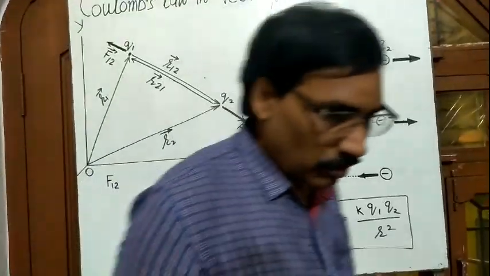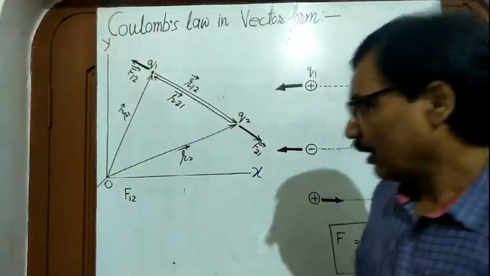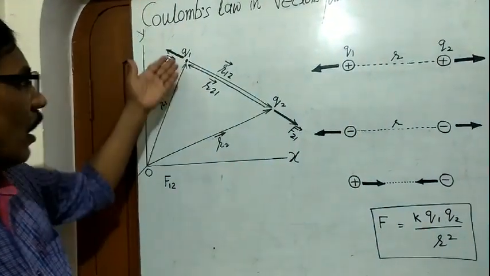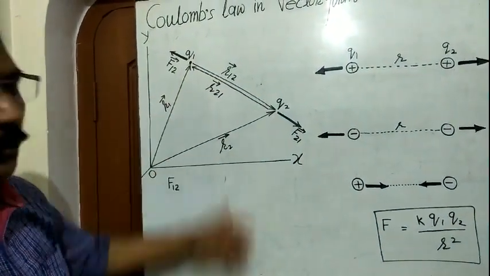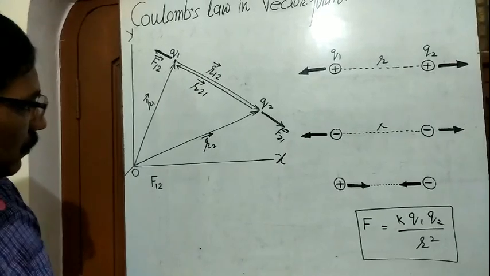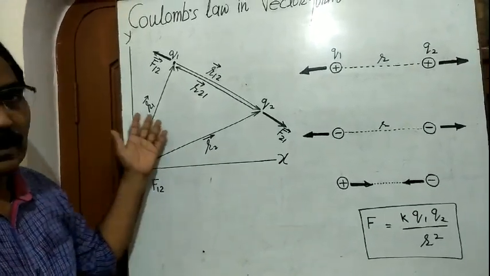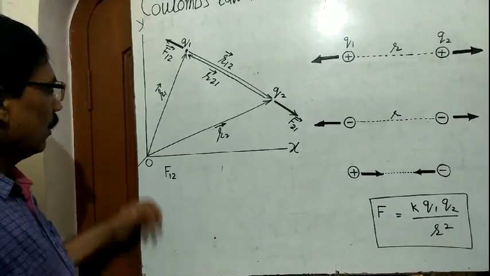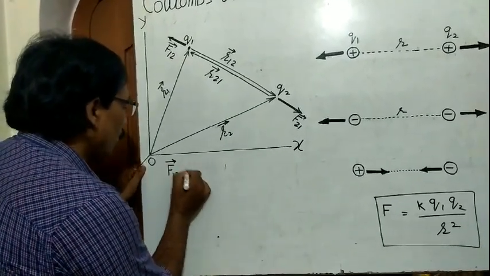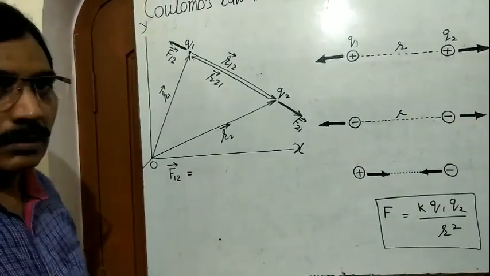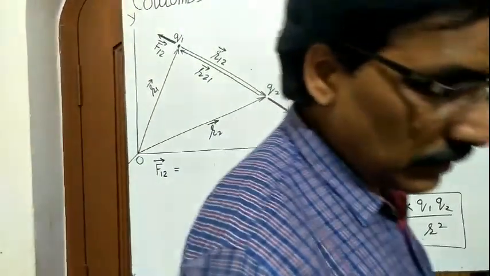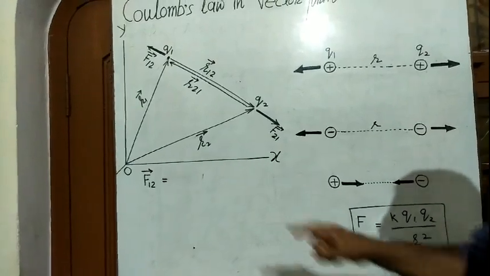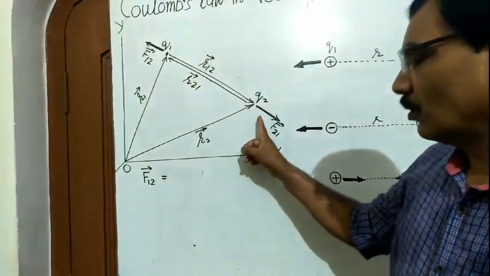Now note down: let two charges q1 and q2 be placed as shown in the figure. Their position vectors are r1 and r2. Here F12 is the force acting on charge q1 due to q2.